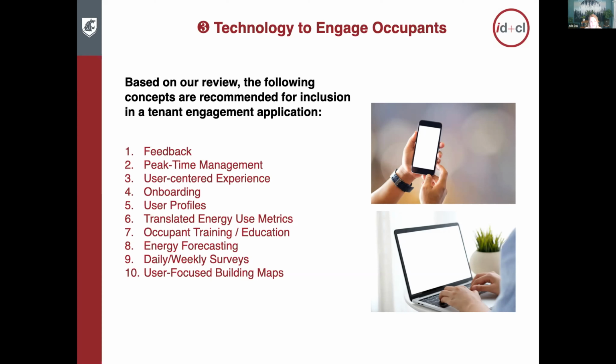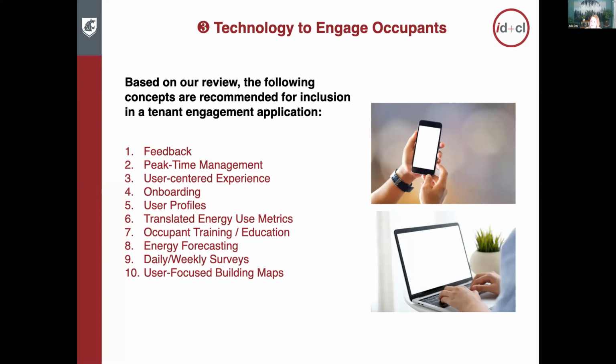So when we were looking through applications, we reviewed over 40 different apps and types of technologies to engage occupants. And this list of 10 are different concepts that we recommended to McKinstry after reviewing those. So something that offers feedback, peak time energy use and management, some kind of user-centered experience, an onboarding process where they're learning why they're trying to save energy in the building, different types of user profiles so that we can engage them through some of that gamification.